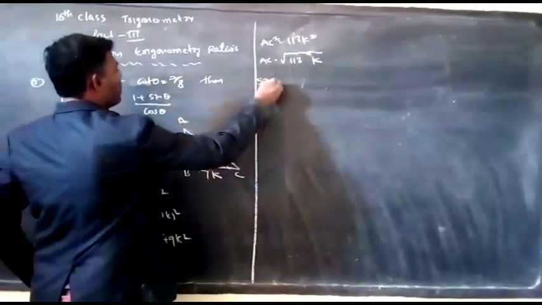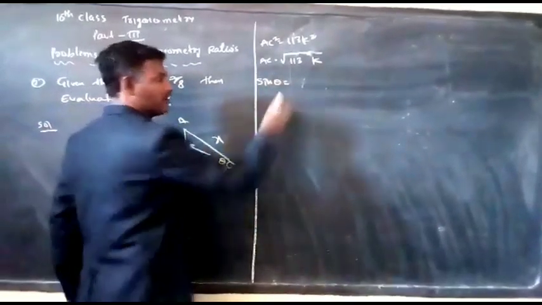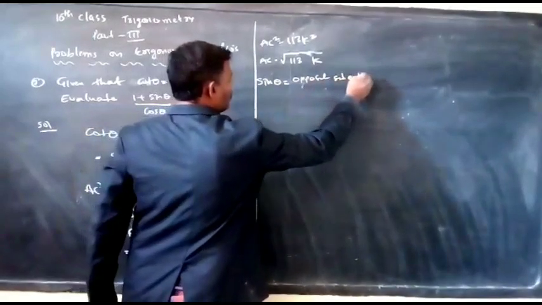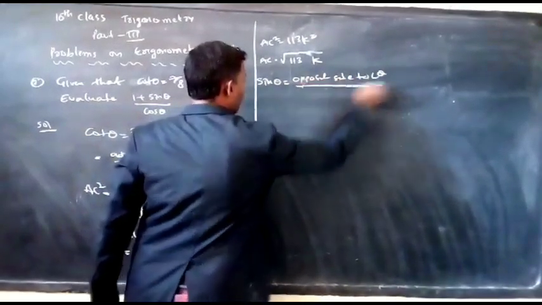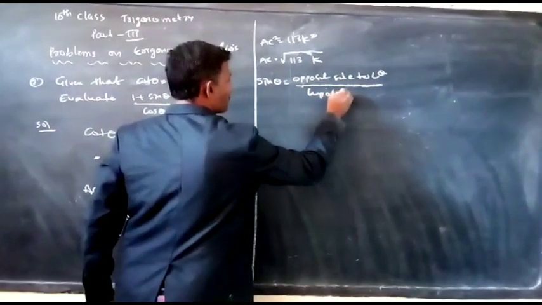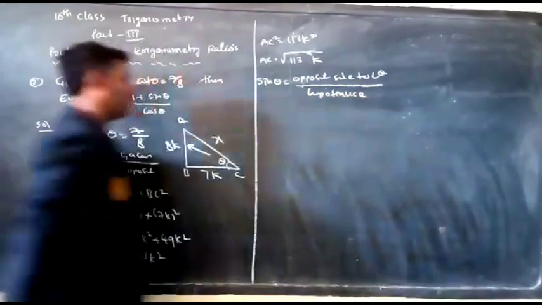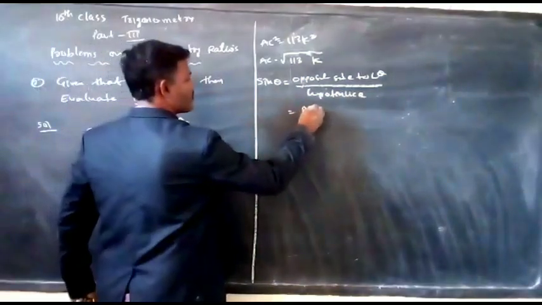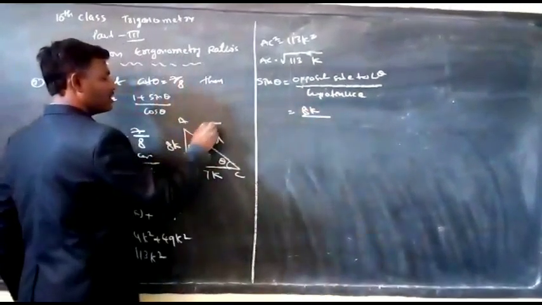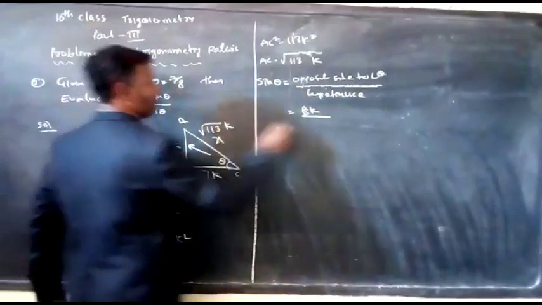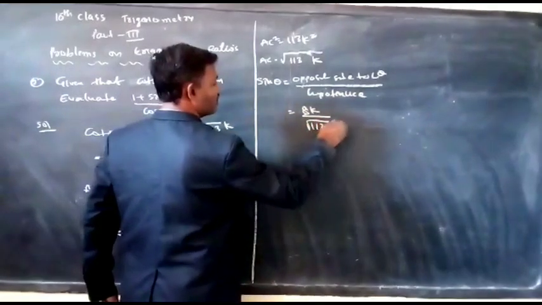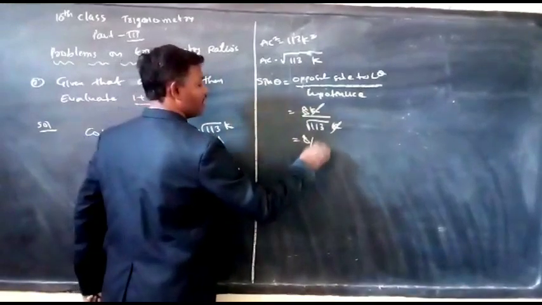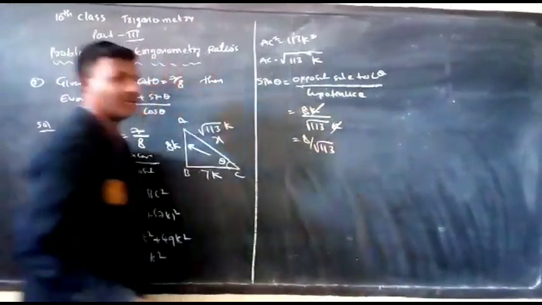Now what do I need? I need the sin theta value and also the cos theta value. What about sin theta? Sin theta is equal to the opposite side to angle theta by hypotenuse. What is the opposite side to angle theta? 8k. And what about the hypotenuse here? Root of 113 k. Now k and k get cancelled. What is the answer? 8 by root 113.